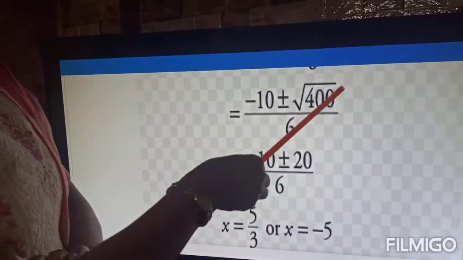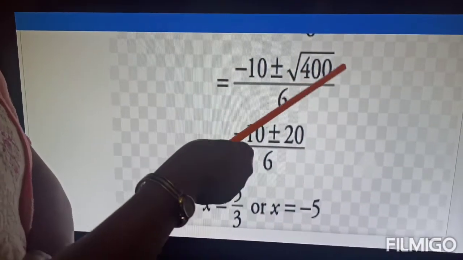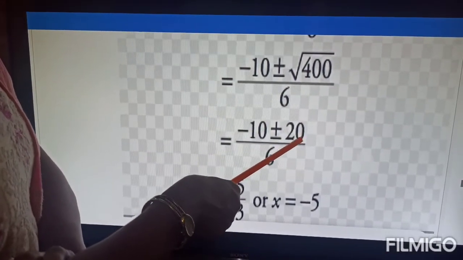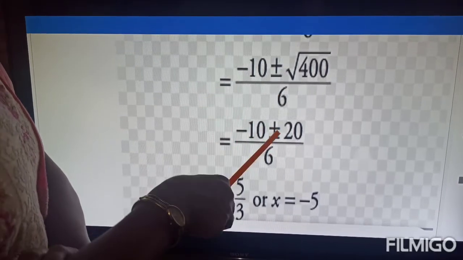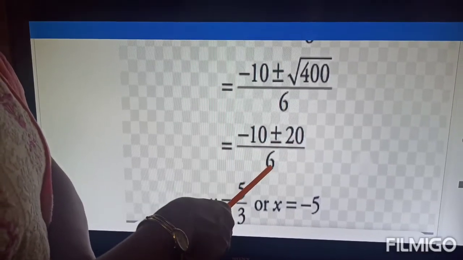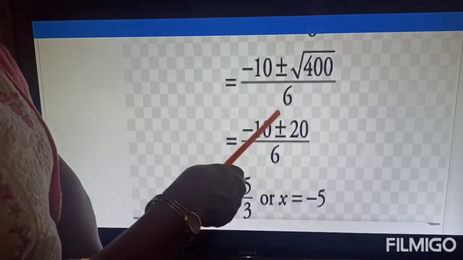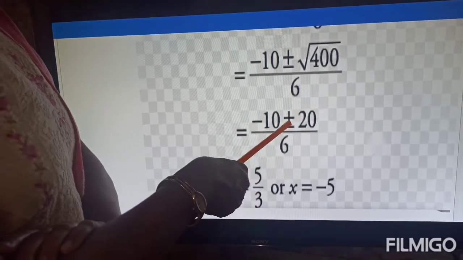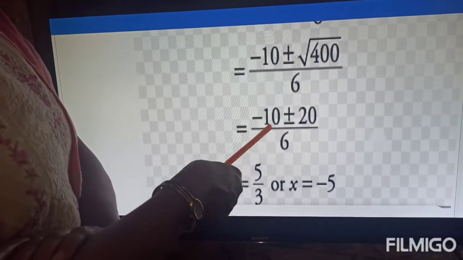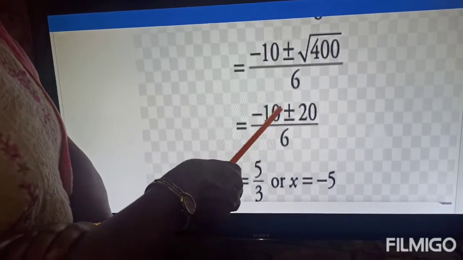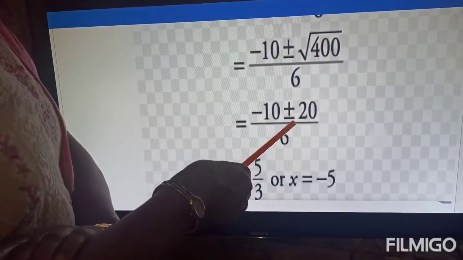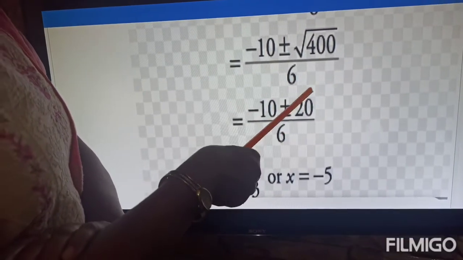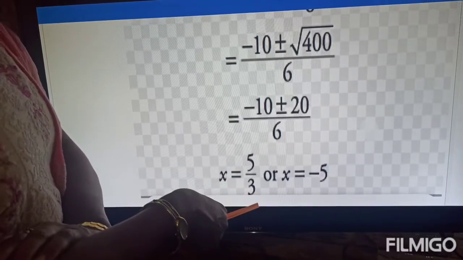Then this is a square number. 400 is a square. Square root of 400 is 20. Then minus 10 plus or minus 20 divided by 6. Now we have to take once plus and make a root, and once we have to take a minus and find the other root. Now minus 10 plus 20, it becomes 10. 10 by 6. By simplifying 10 by 6, we'll get 5 by 3.